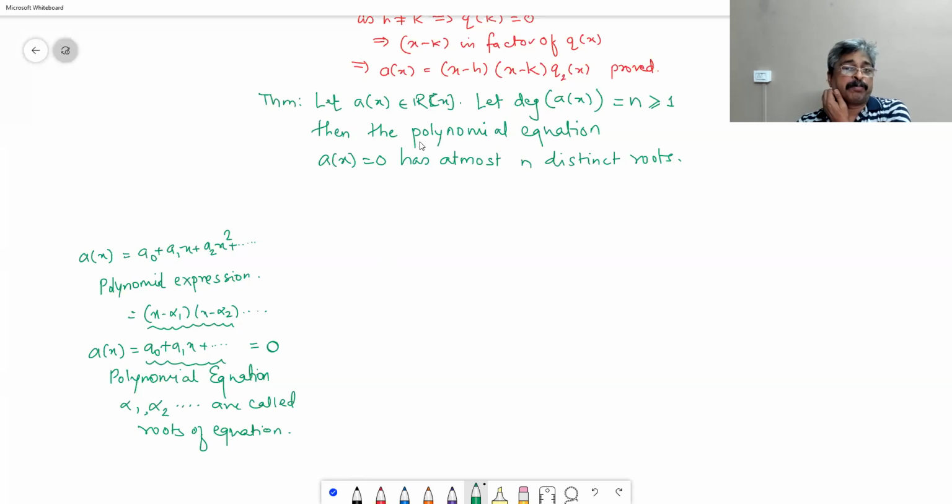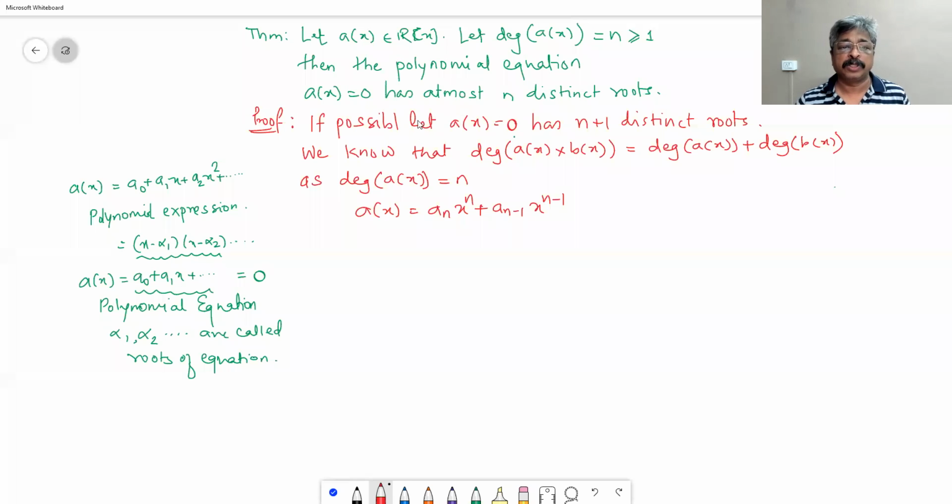So therefore, the polynomial equation a(x) equal to 0 has at most n roots. Now intuitively it is correct, but we need to write down a rigorous proof of that. There could be more than one method of doing it. I will write down a complete, detailed, proper proof, but you can also attempt it. I give you 7 to 8 minutes. Okay, we will prove this theorem by the indirect method.